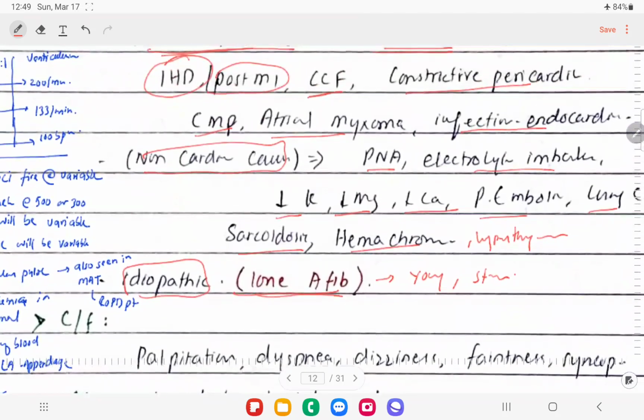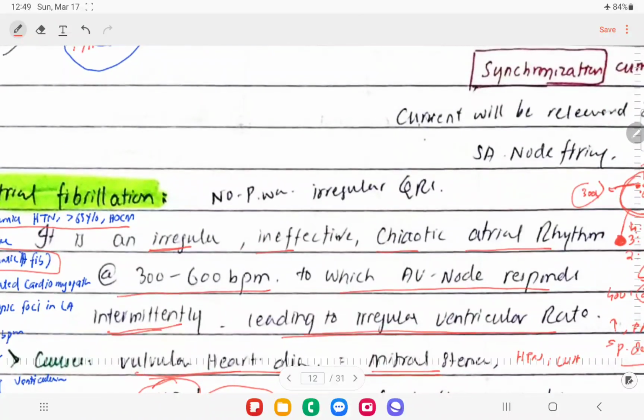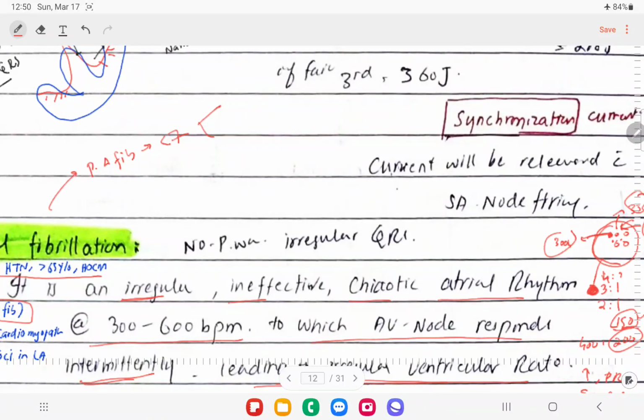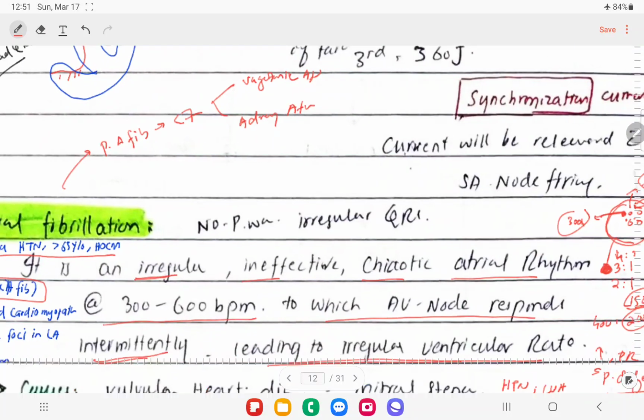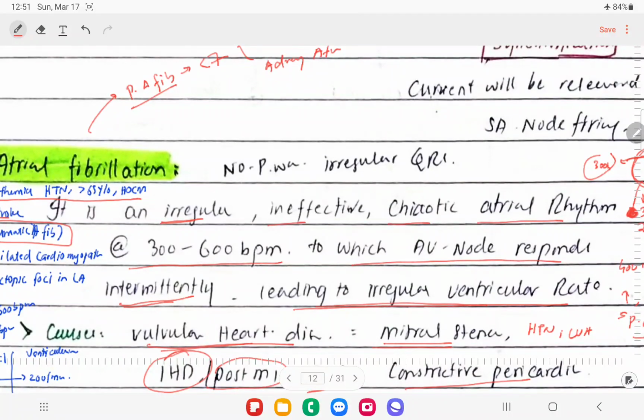We actually have various types of atrial fibrillation. One is called paroxysmal atrial fibrillation. If atrial fibrillation terminates spontaneously within 7 days, we call it paroxysmal atrial fibrillation. We have two types of that: one is called vagotonic atrial fibrillation, and another one is adrenergic atrial fibrillation. This is about paroxysmal atrial fibrillation.